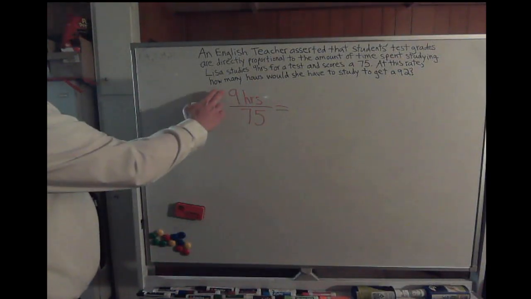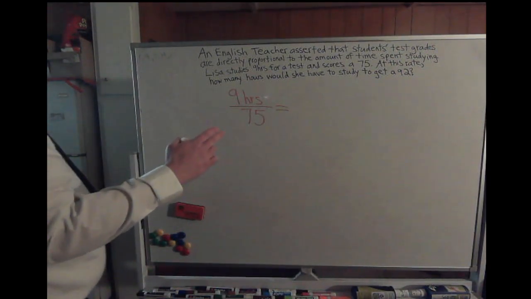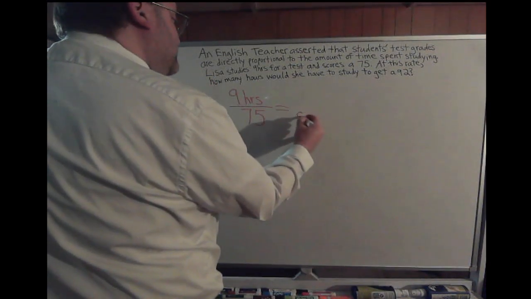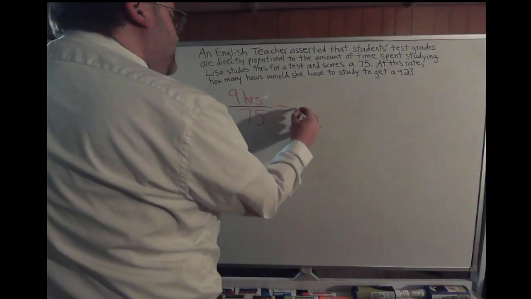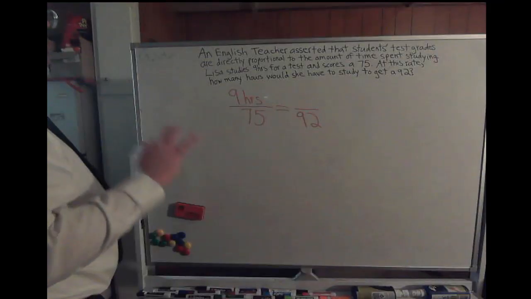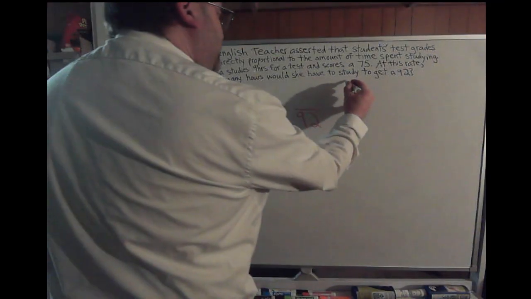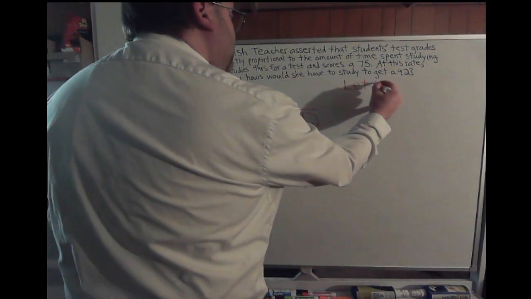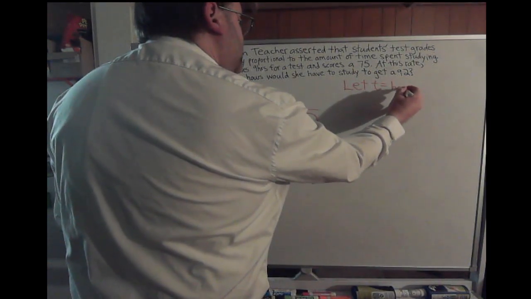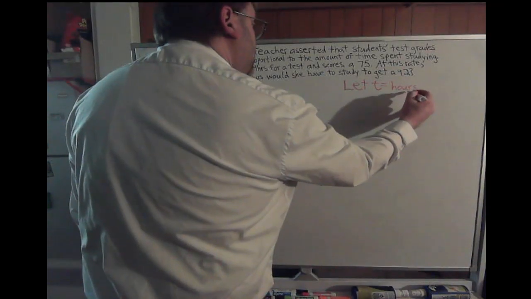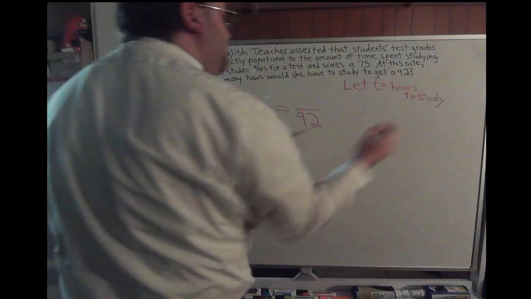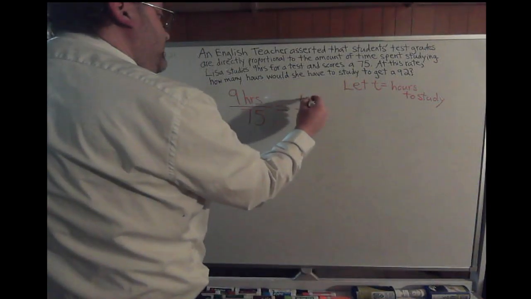We have a ratio of 9 hours to a score of 75. We're going to have a proportion here because we want to know how many hours she needs to study to get 92. So 92 would be the denominator, of course, for the second ratio. We don't know the number of hours, so I'm going to let T equal hours to study. I've decided we'll let T, our hours of study, be our variable.